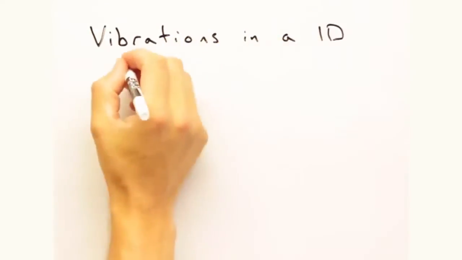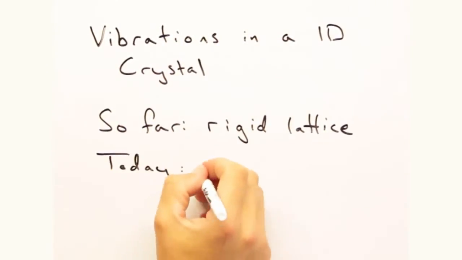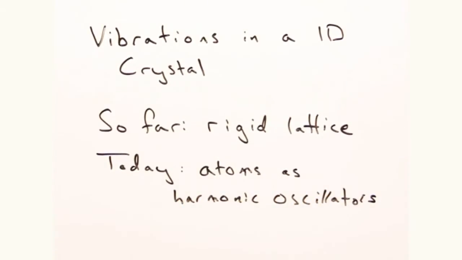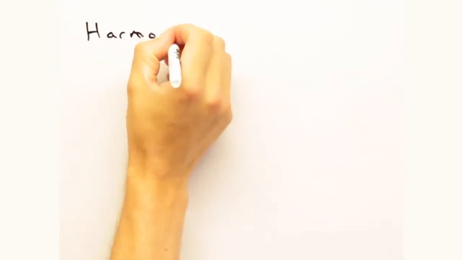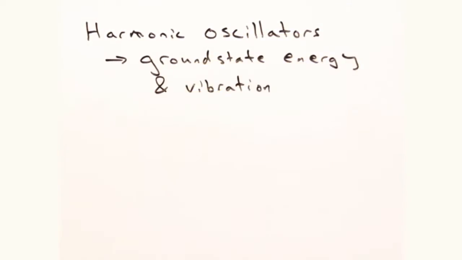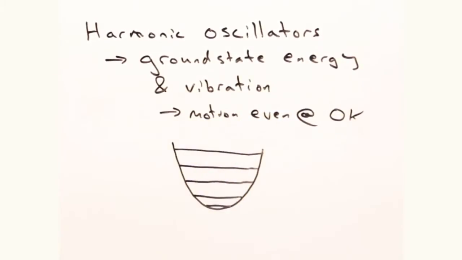Our goal today is to introduce how vibrations behave in a one-dimensional crystal. Up to this point, we've considered solids where atoms are stuck in their positions within the lattice. But in reality, we can think of our atoms as simple harmonic oscillators, which have a ground state energy and an associated vibrational mode even at 0 Kelvin. Really then, we should be thinking of crystals as dynamic structures, and so this rigid, boring picture is actually wrong.